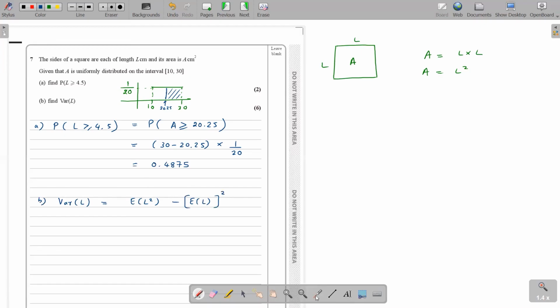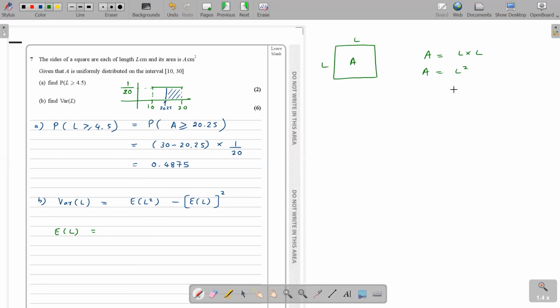Okay, so now the thing is, you have the distribution of the area, right? So you have to get the E(L squared) value and the expected value of L. So how do we get the expected value of L? The thing is, you can't use a plus b over 2 here. The reason being, the uniform distribution is on the interval for the area. But what is the relationship between L and A?